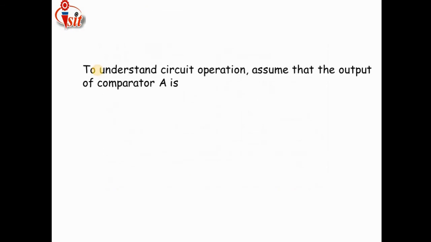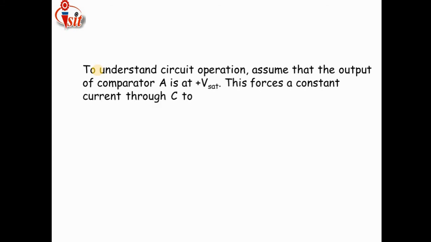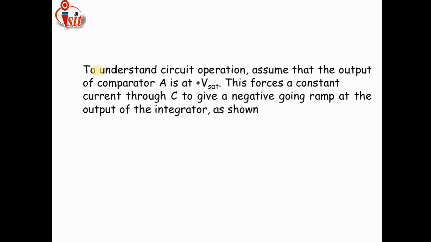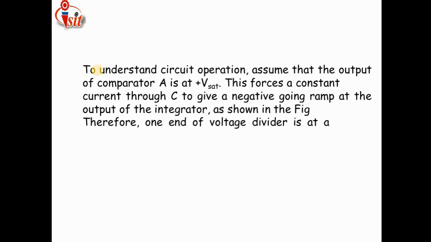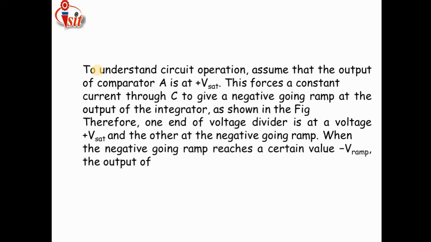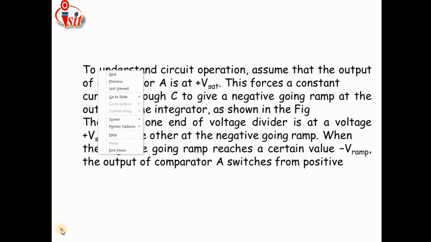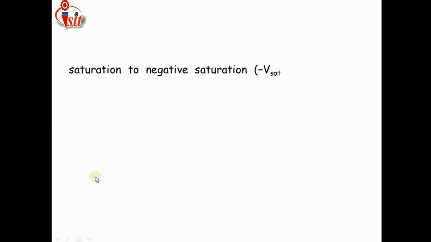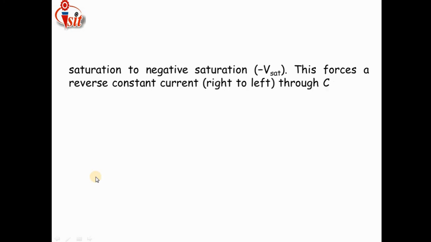To understand the circuit operation, assume that the output of the comparator A is at positive saturation. This forces a constant current through C to give a negative going ramp at the output of the integrator. As shown in the figure, one end of the voltage divider is at positive saturation and the other at the negative going ramp. When the negative going ramp reaches a certain value, minus ramp, the output of the comparator A switches from positive saturation to negative saturation, that is, minus V saturation.